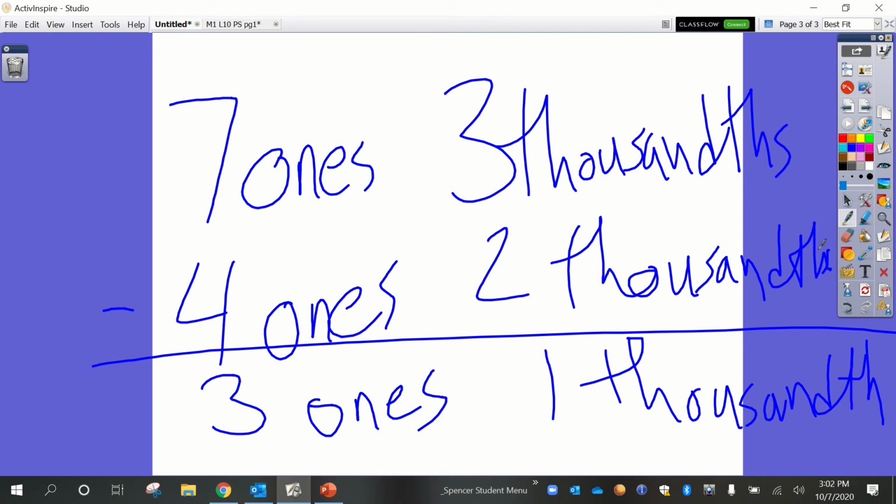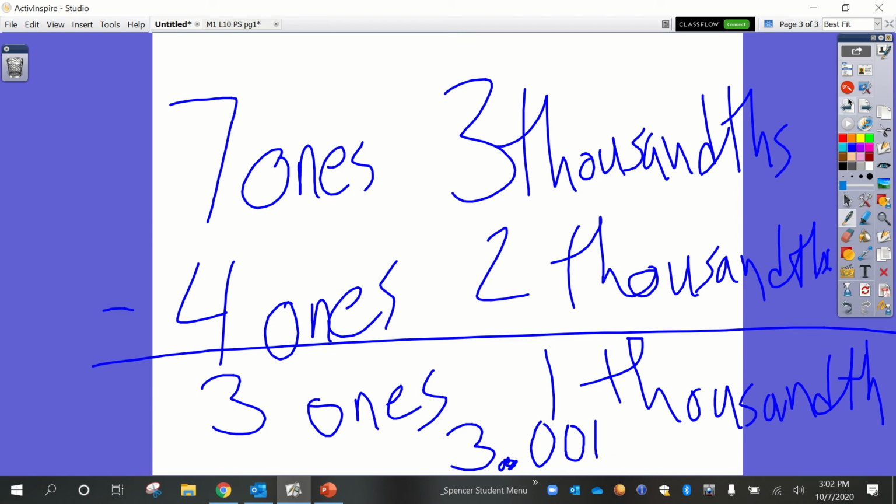So to turn 3 ones and 1 thousandth into a decimal in standard form, well, we know the 3 goes before the decimal because it's ones. So 3 point, well, they're not saying there's any tenths. They're not saying that there's any hundredths, and that there's 1 thousandth. So our answer would be 3.001.